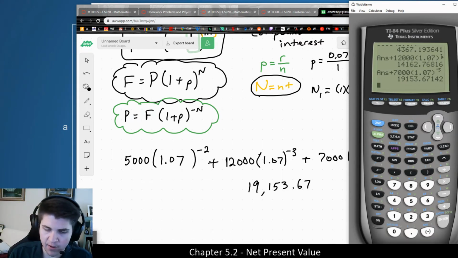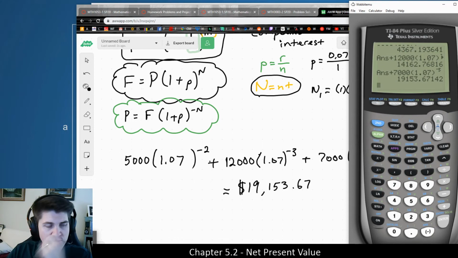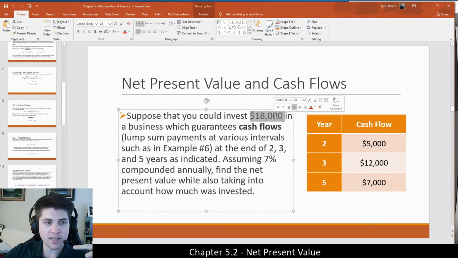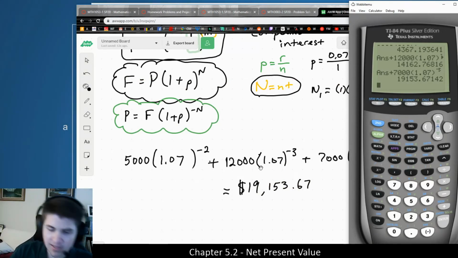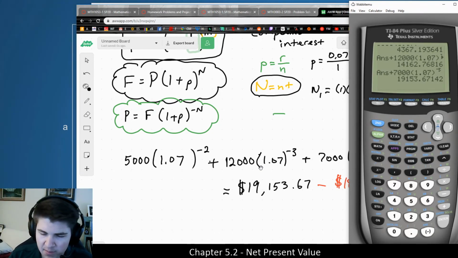Typically, we're just going to round our financial numbers to the nearest cent. And that's generally what you can assume for writing your answers. But also in that example, our initial investment was $18,000. So if we subtract off the initial investment, we could get the net present value, which is one of the ways. If you just Google net present value, you'll probably come up with a formula that looks something like this: the sum of all the present values minus investment.